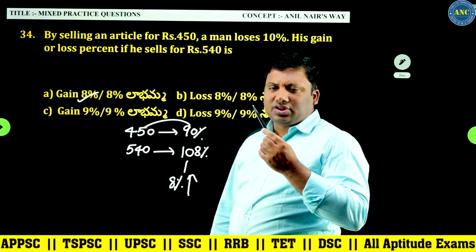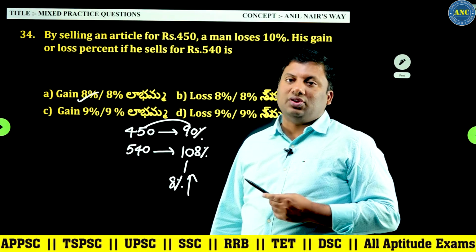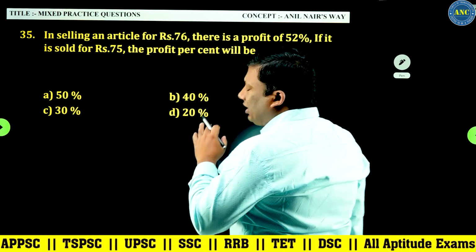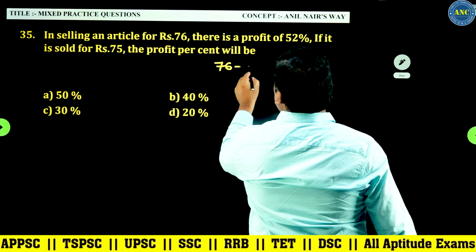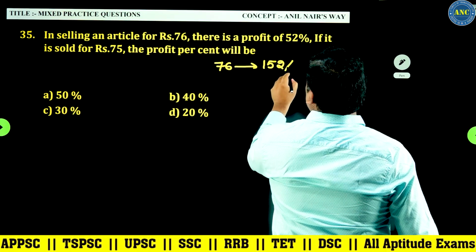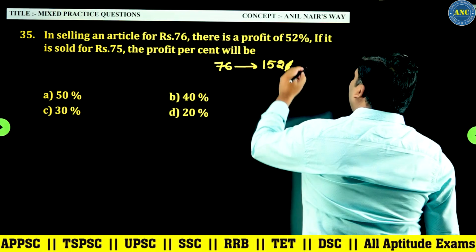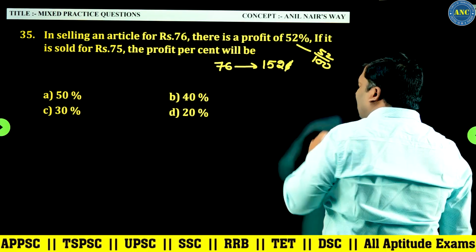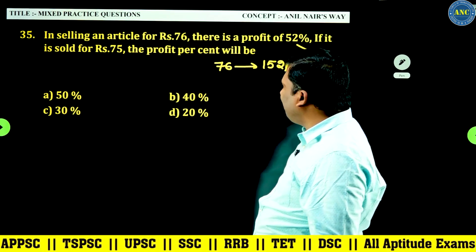Each and every question whatever we solved, we are using the best approaches to discuss the question. Let us look at this question. In selling an article for rupees 76, selling price it is 76, he makes a profit of 52 percentage. That means it is 152. Why 152? Profit of 52 percentage, which is 52 by 100. If the cost price is 100, profit is 52, selling will be 152.